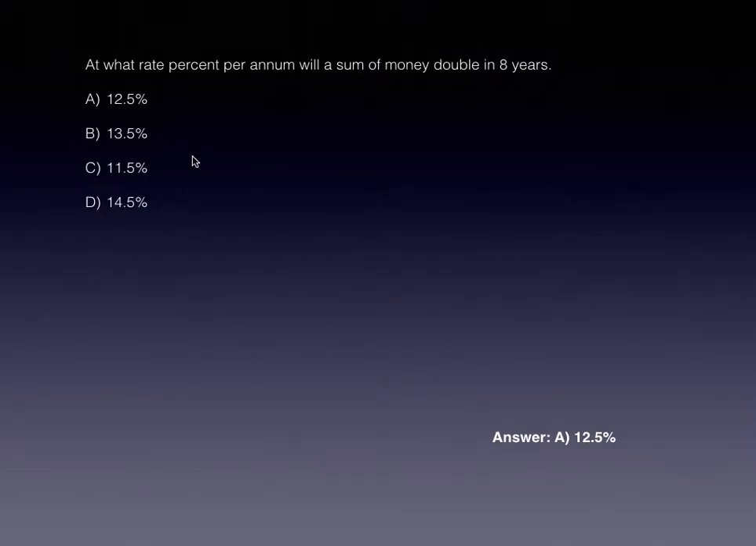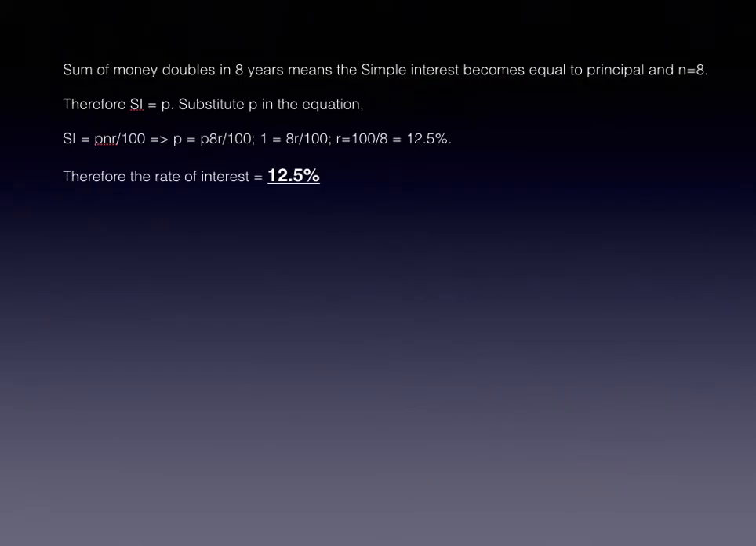First question, at what rate percent per annum will a sum of money double in 8 years? Option A, 12.5%, option B, 13.5%, option C, 11.5%, option D, 14.5%. At what rate percent per annum will a sum of money double in 8 years? See, sum of money doubles in 8 years means the simple interest becomes equal to principal.